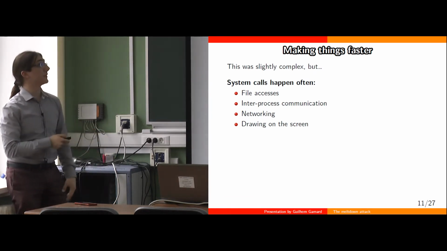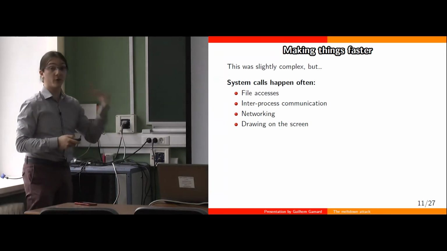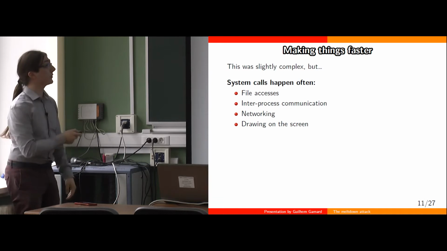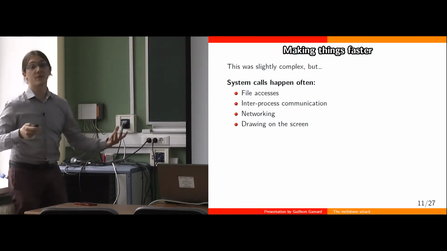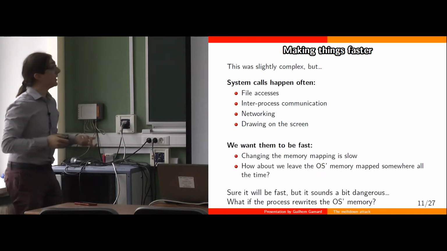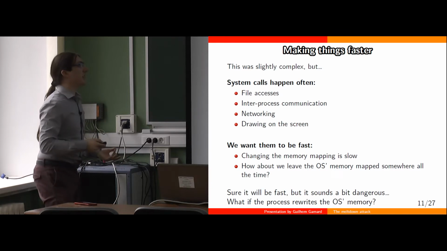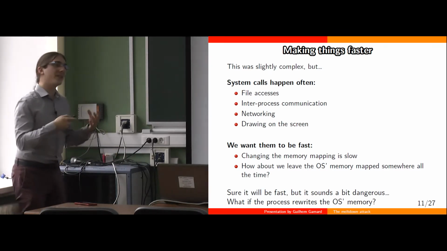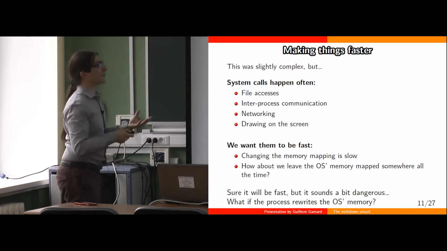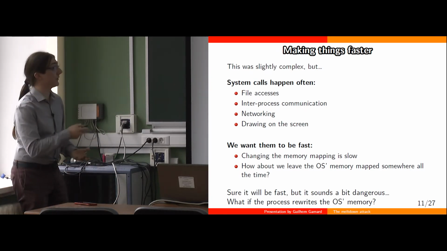Accessing the network is also system calls. Drawing on the screen involves system calls. Lots of things that you want to do very often. Imagine a video game, you want to do this kind of thing at least 50 times per second. So we want this to be fast, right? But it happens that changing the memory mapping is a rather slow operation. It's not extremely slow, but still you want to make it as fast as possible because it happens so often.